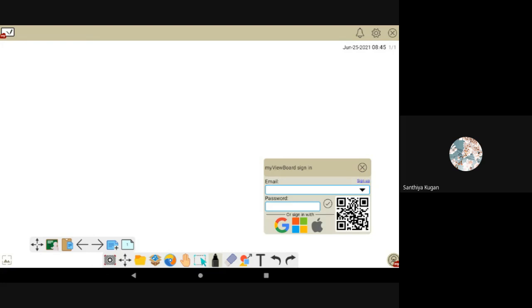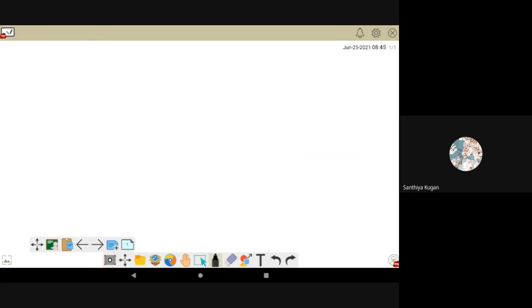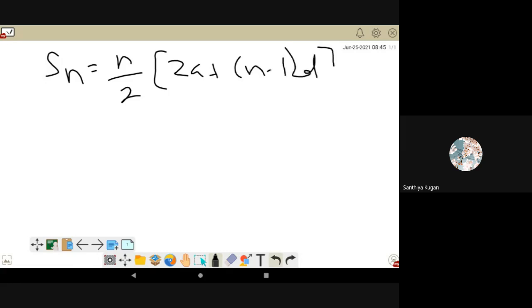So this is another formula. If the basic formula for the sum of terms is n over 2 bracket 2a plus n minus 1 d.